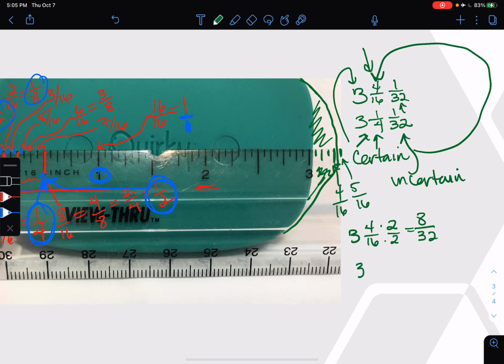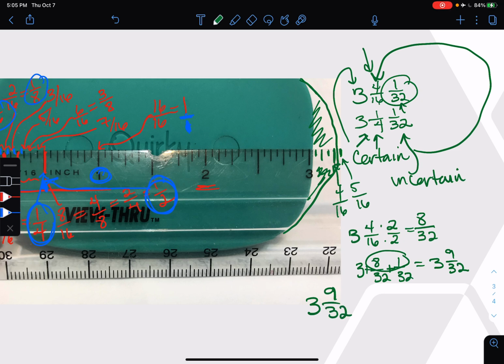Okay, so then we'd have 3 and 8/32. And then we also have another 1/32. So what we'll do is add all of these up. How we write that is we write 3 and then we add the 8 and the 1, which gives us 9 over 32. Okay, so our measurement would be 3 and 9/32.